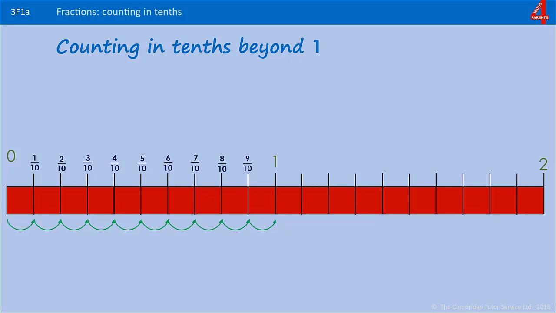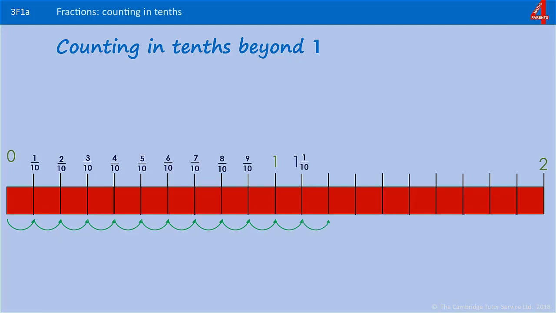Counting in tenths isn't just from 0 to 1. You can do this between any numbers. I've extended this to include not just 0 to 1, but also 1 to 2, so you can see how this works. If we have a whole one and we add on a tenth, we have 1 and 1/10.